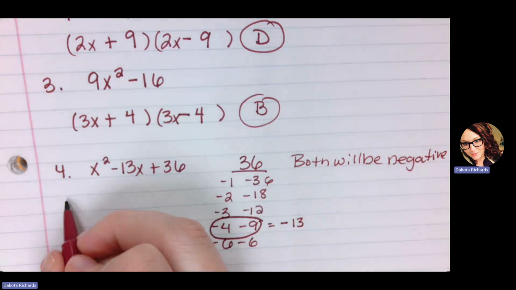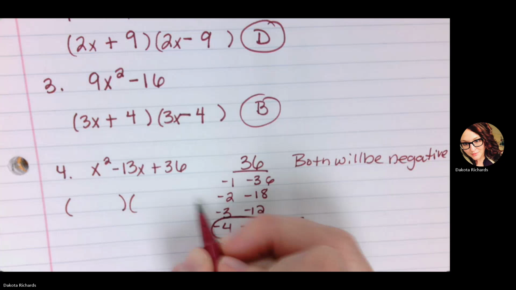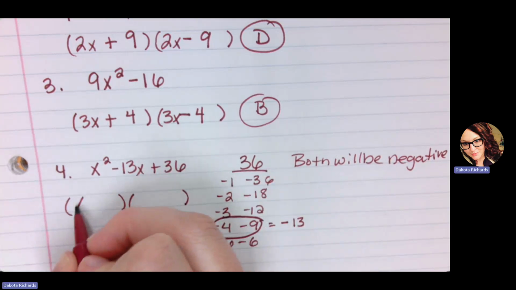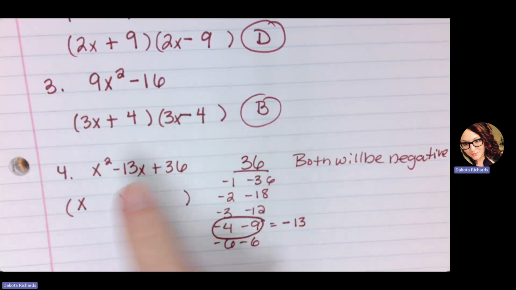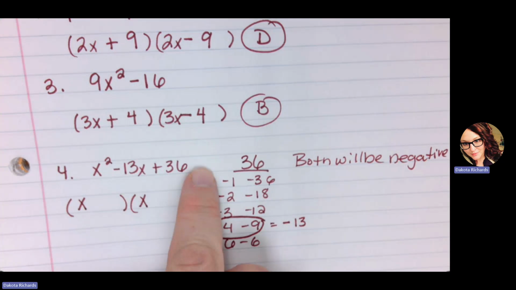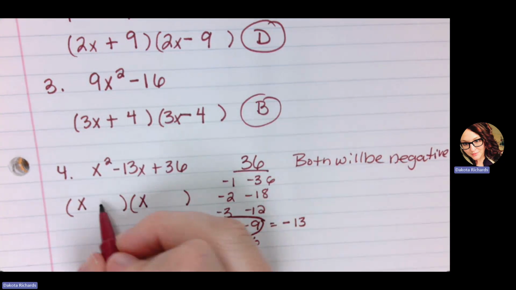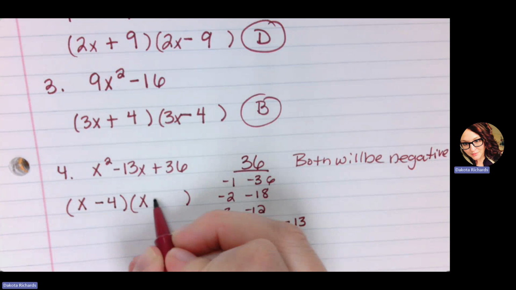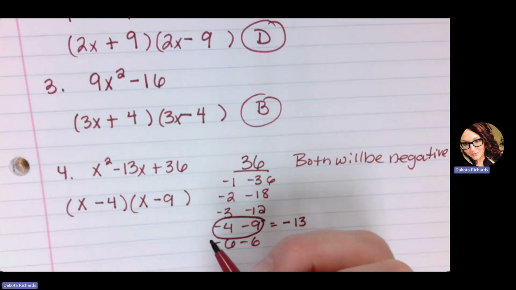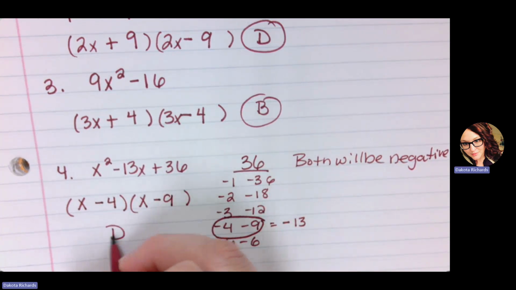So set up two parentheses. You got x squared from multiplying x times x. And we got negative 13 and 36 from a negative 4 and a negative 9. This is answer choice D.